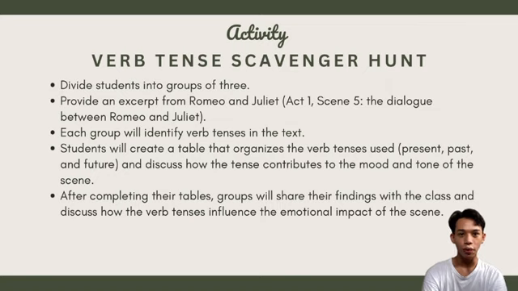Here's what you will do. Identify verb tenses. As you read through the excerpt, highlight or underline the verbs. Then, classify them into 3 categories: present, past, and future. Create a table. Use a piece of paper to create a table with 3 columns, one for each verb tense. List the verbs you find under the appropriate tense.